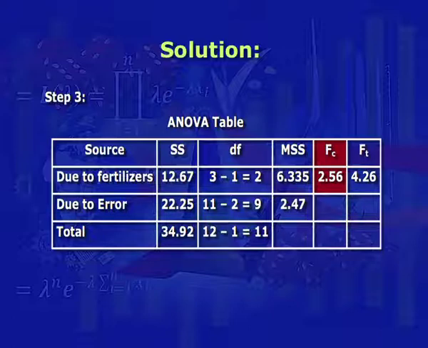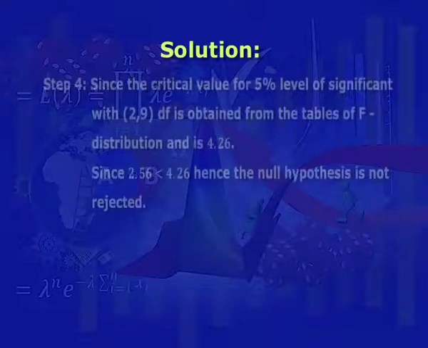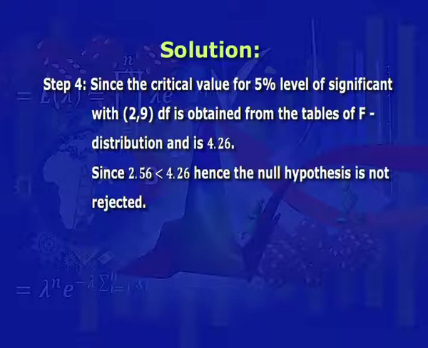Now we calculate the value of the F calculated statistic. F calculated statistic is given by mean sum of square of fertilizer divided by mean sum of square due to error. That means 6.335 divided by 2.47. We get the answer 2.56. And from the table of F distribution with 2 and 9 degrees of freedom at 5% level, we get the tabulated value 4.26. So in step 4, we describe the decision.